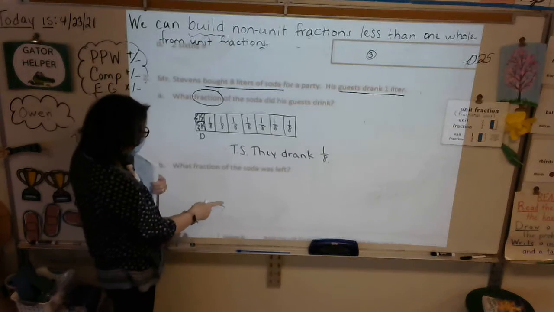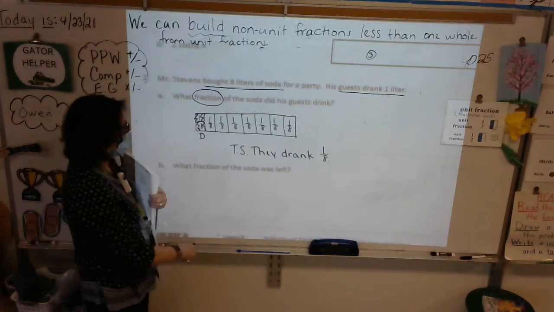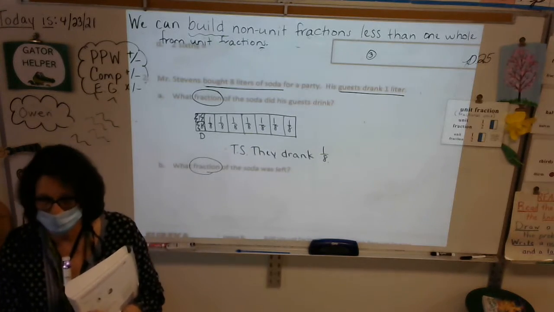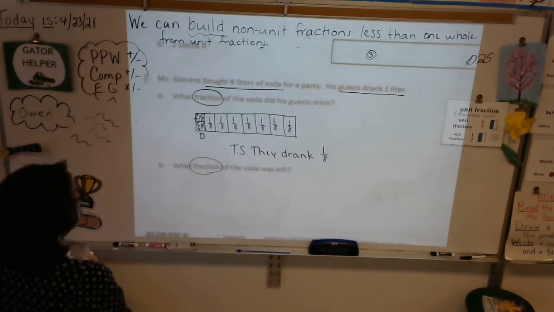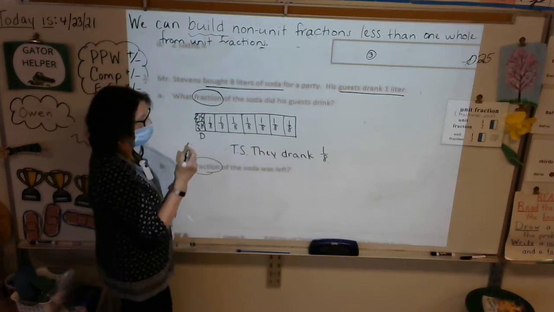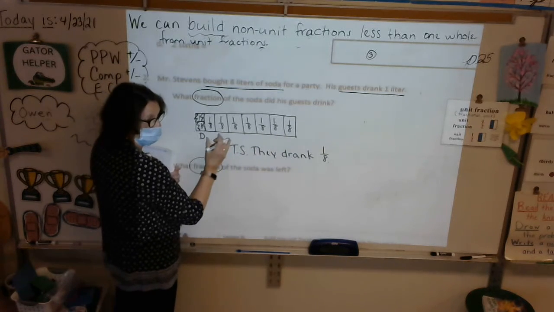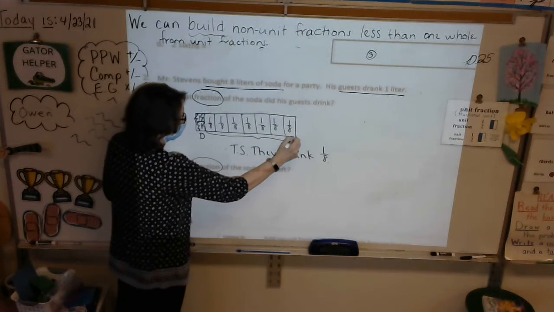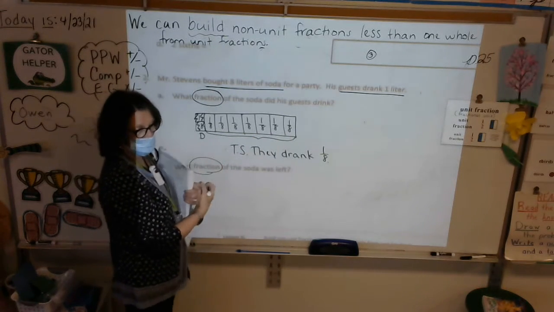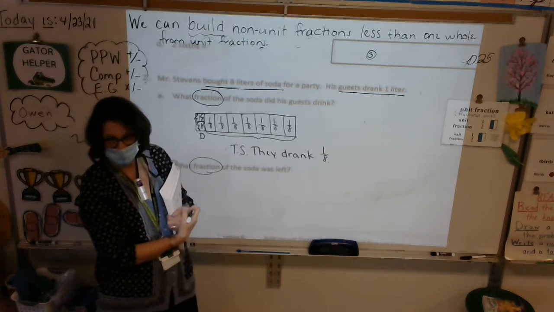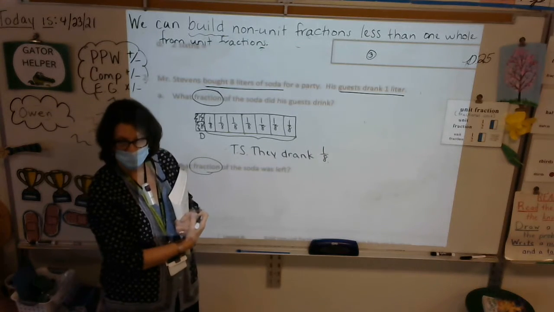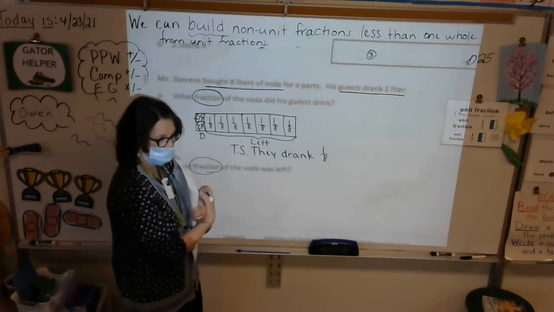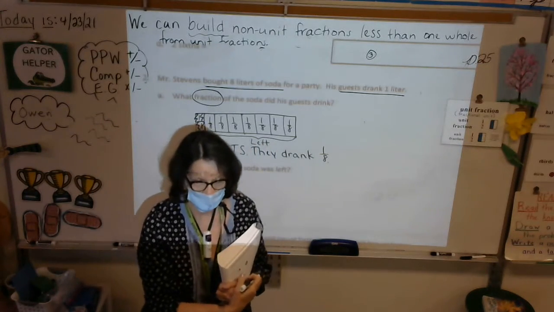Okay? Now, the next question, part B, says, what fraction, so circle fraction, because we have to answer in the form of a fraction, what fraction of the soda was left? Well, let's draw a bar. All of this is left, right? So let's draw a bracket here from all the ones that aren't shaded. And now let's count those, class, okay? That is what is left. Go ahead and label it as left. That makes sense?